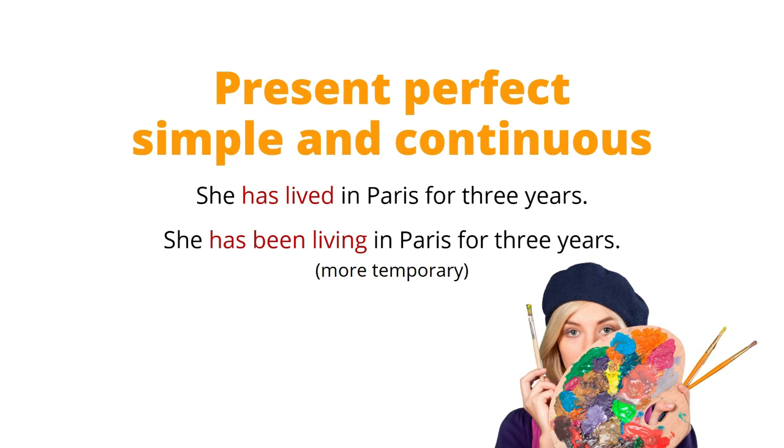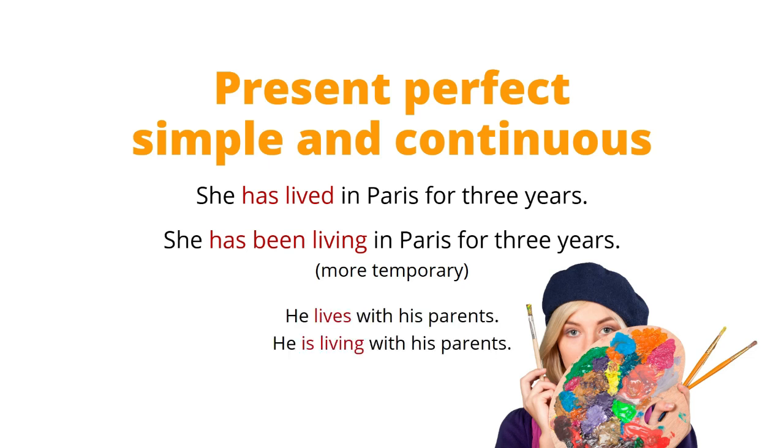If you think about the present forms, he lives with his parents. We often use the present simple to show a fixed state, something that is habitual, always. But he is living with his parents also sounds more temporary, like he's just returned from university and he is living with his parents until he finds his own apartment. So this continuous form often sounds a little more temporary as well.